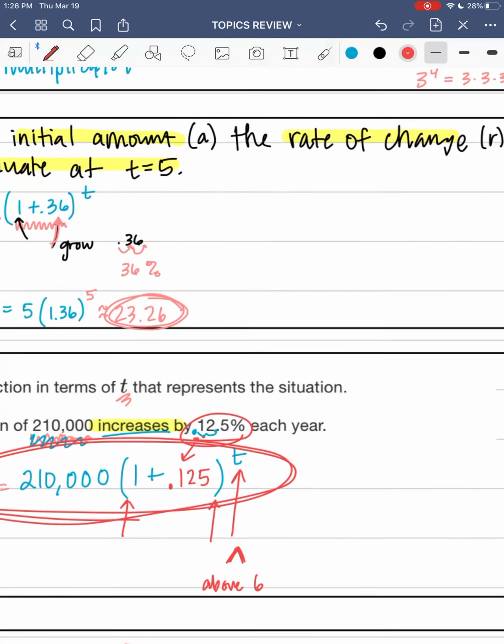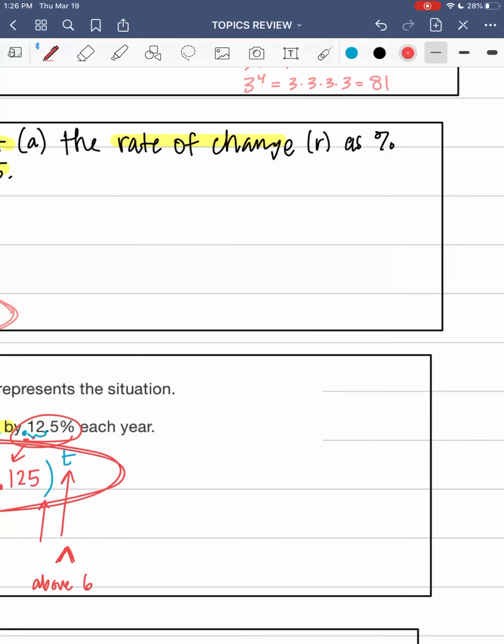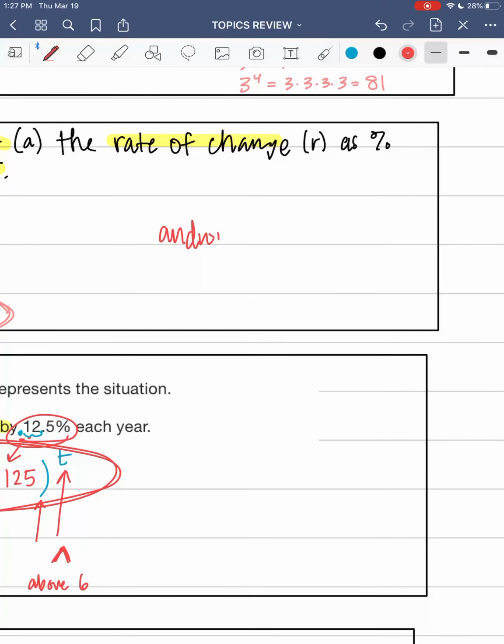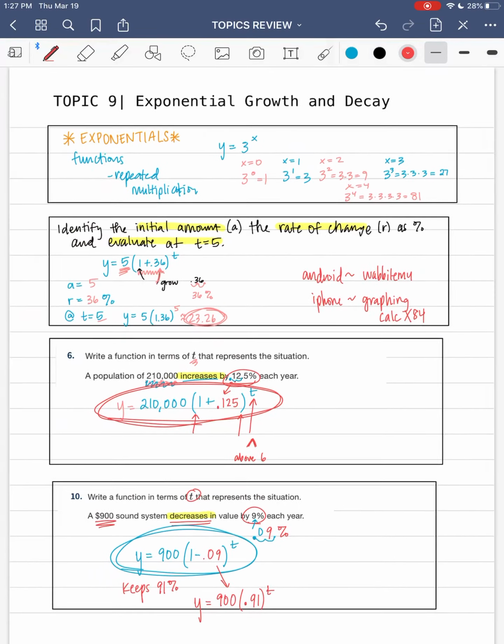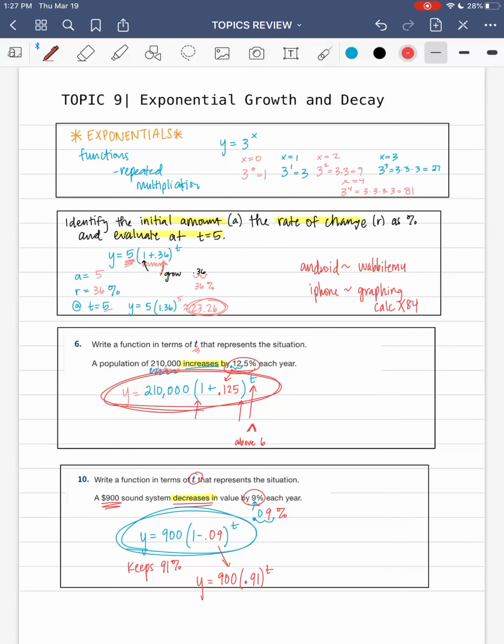I recommend, and you should have already seen this on Canvas, but if you have an Android device, I recommend Wabbit Emu. It's free. It's an emulator. And if you have an iPhone or iPad, the one I have is Graphing Calculator. It's like Graphing Calc X84, I think is what it's called, something like that. And that was free also. So, alrighty.